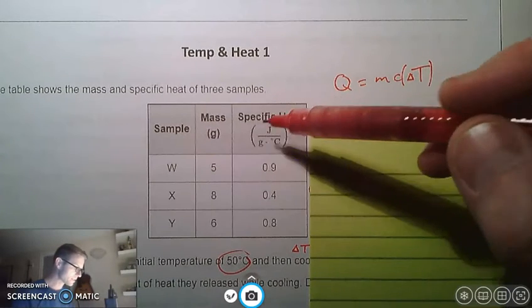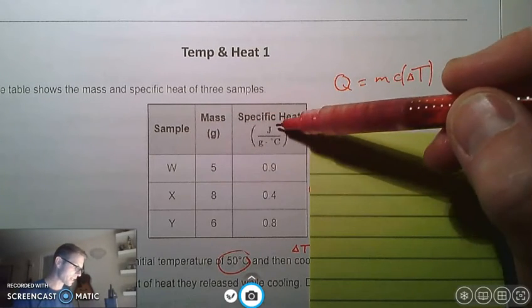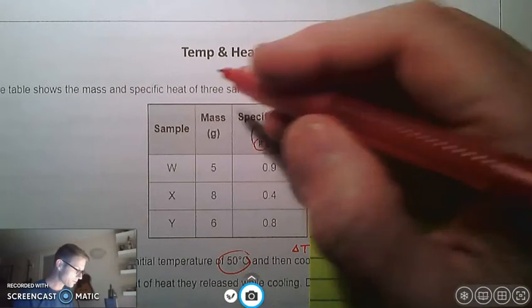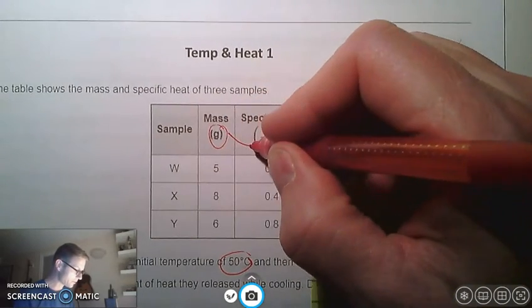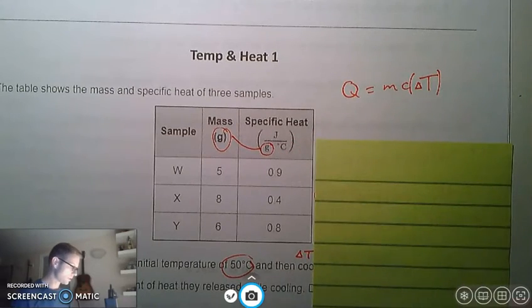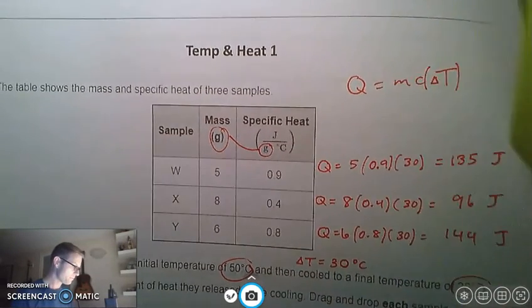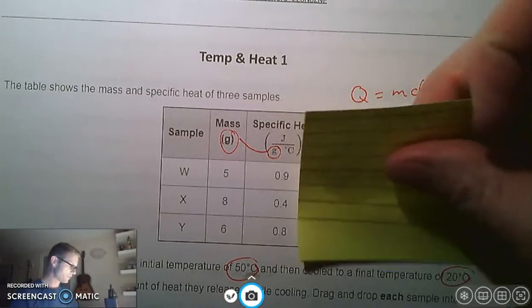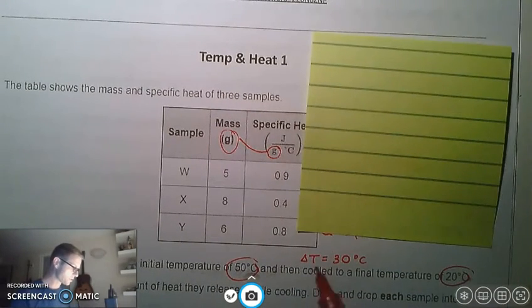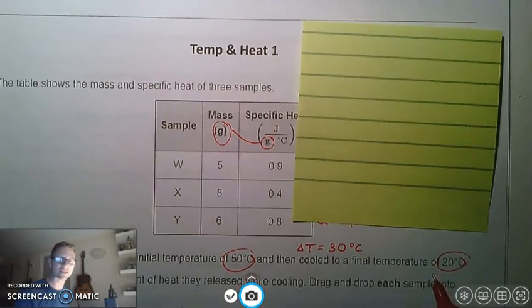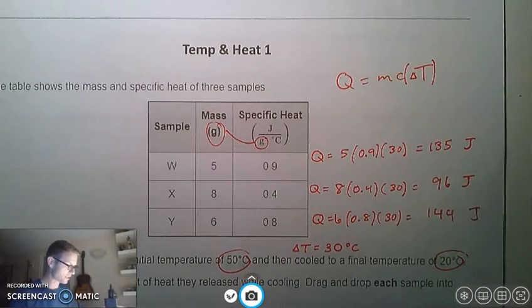Now this is a little weird because they have the mass in grams. That's okay because they gave the specific heat with grams. Circle that, notice that. I'm going to be looking for you to circle that. Now I can put my numbers in, knowing that the change in temperature for all of them was 30 because they started at 50 and they ended at 20, and you subtract to get the change in the temperature.